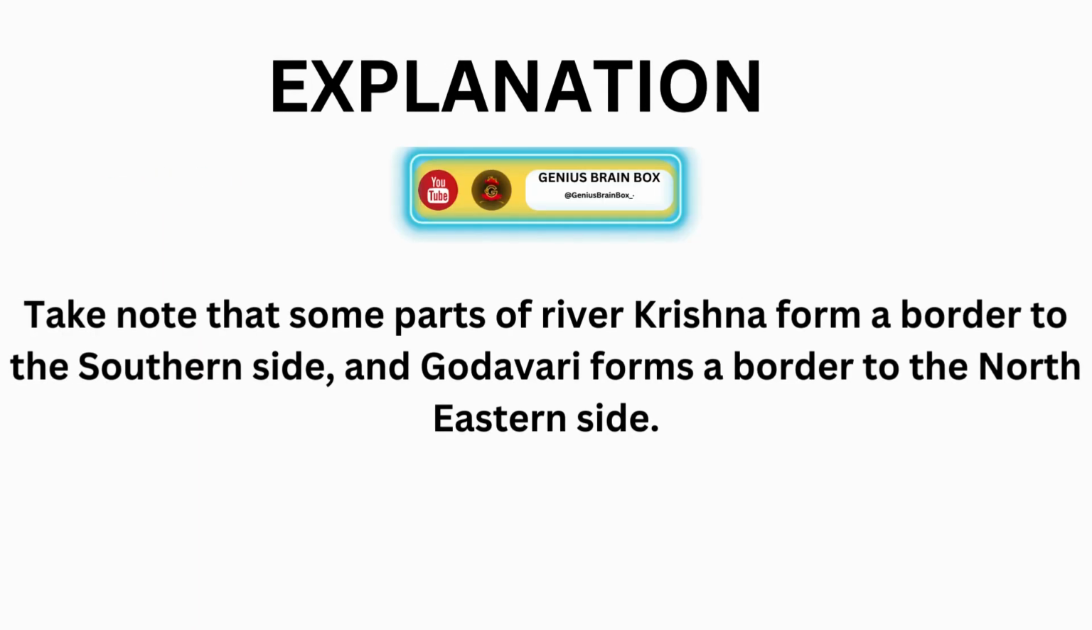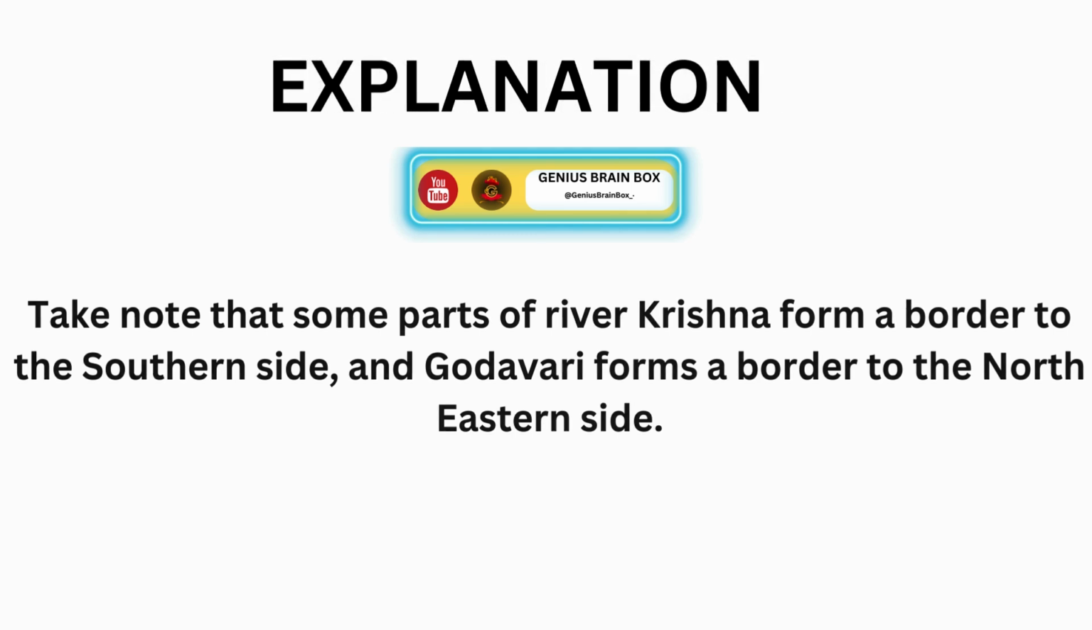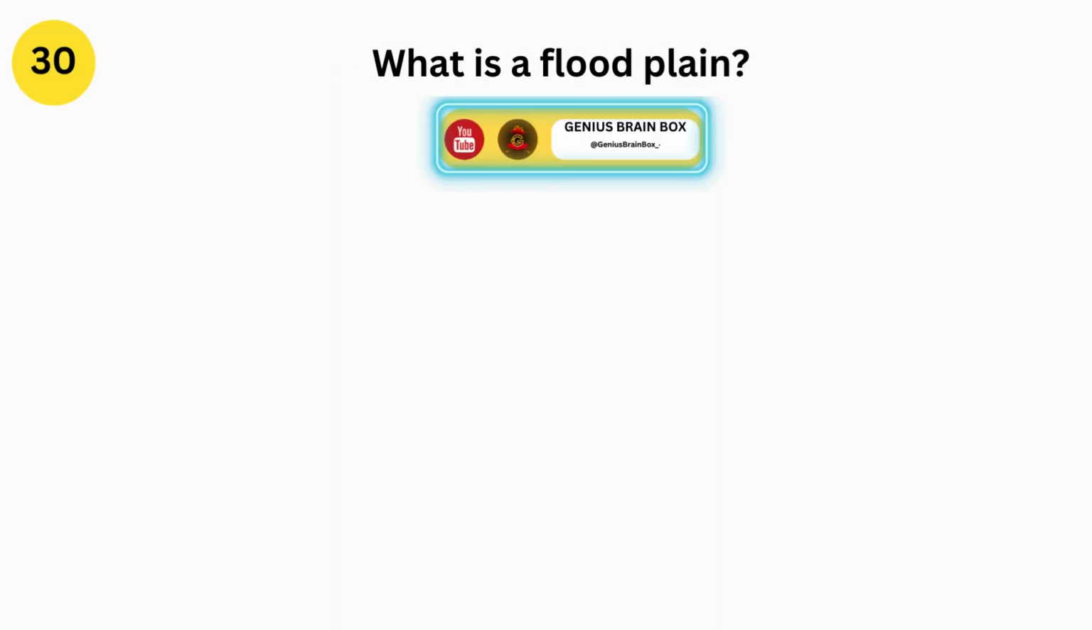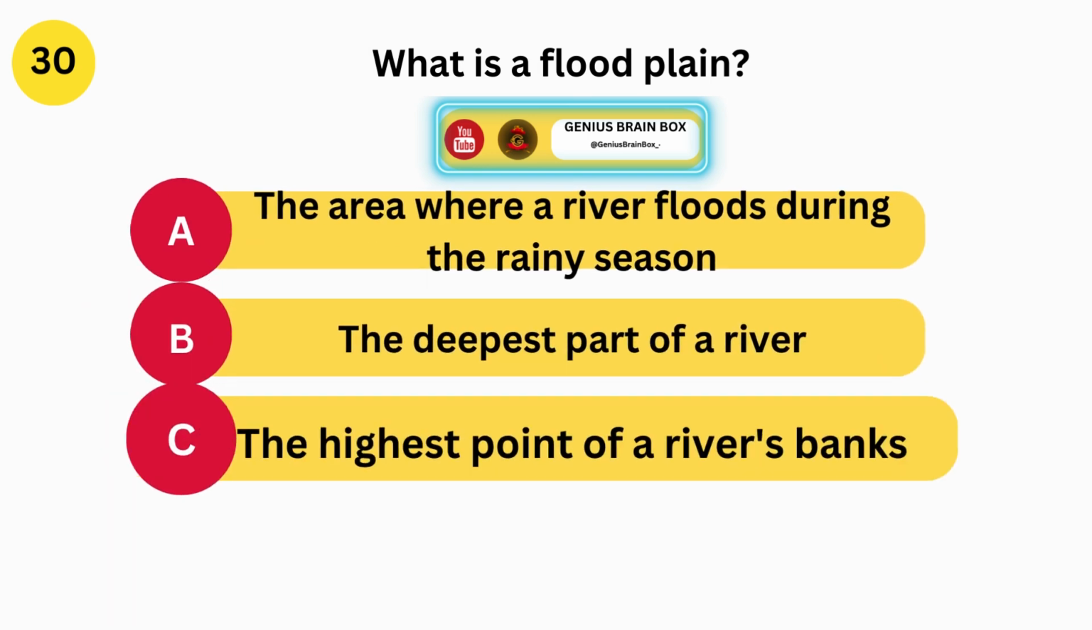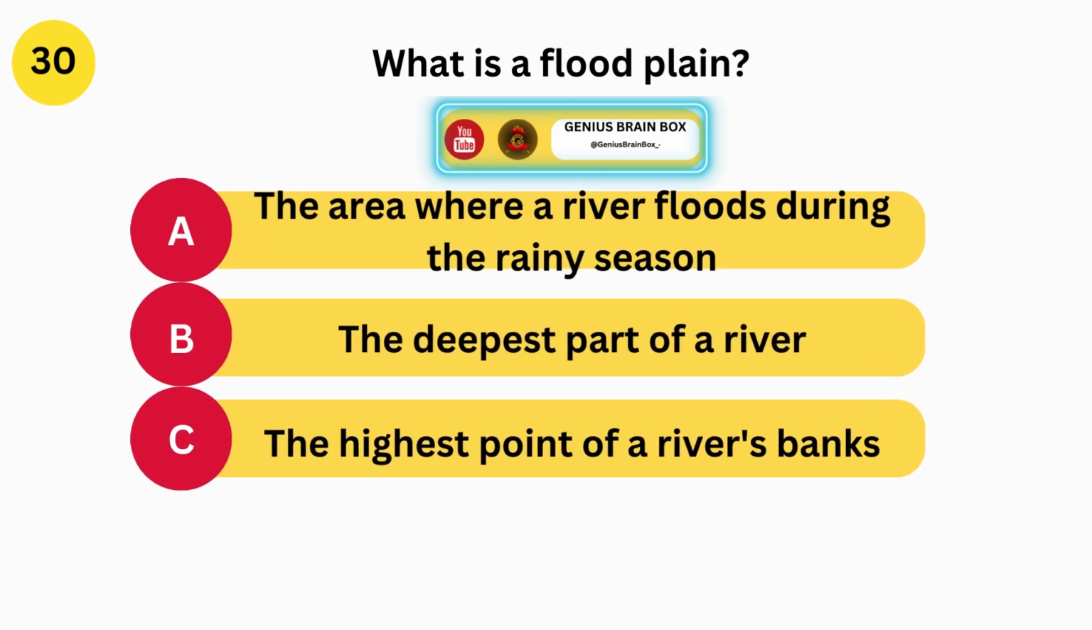Explanation. Take note that some parts of River Krishna form a border to the southern side, and Godavari forms a border to the northeastern side. What is a floodplain? Option A, the area where a river floods during the rainy season. Option B, the deepest part of a river. Option C, the highest point of a river's banks.